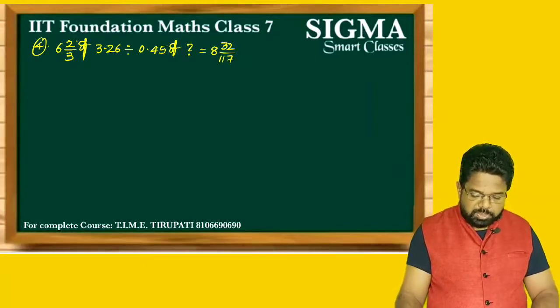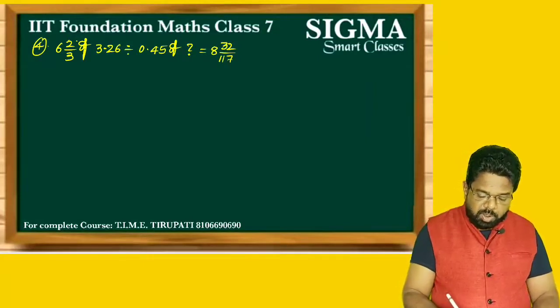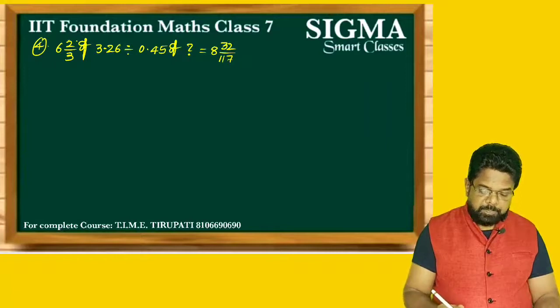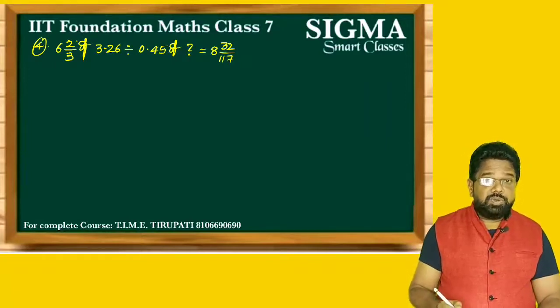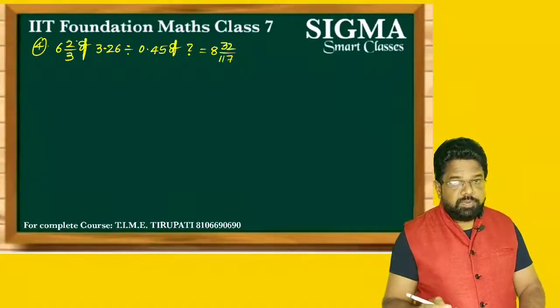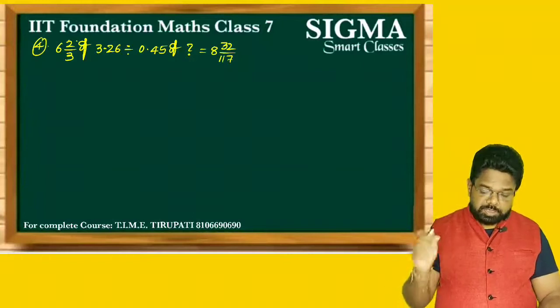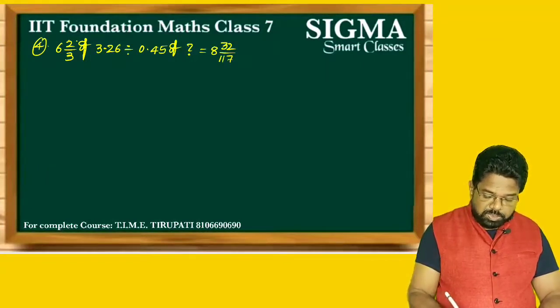Now see here, in this example, half is there, division is there. First you have to calculate half. After calculating half, next you have to do division. Okay, now see here what you do.